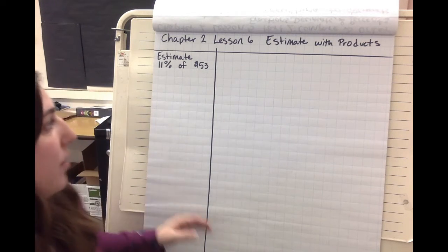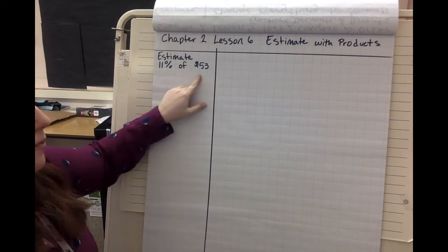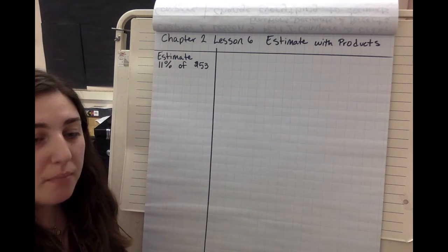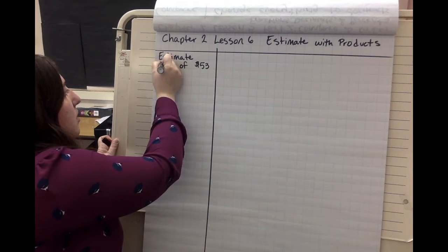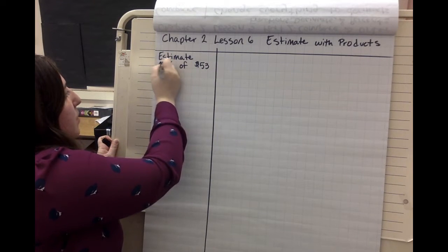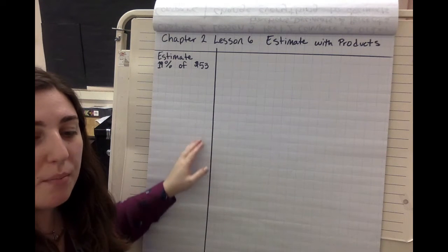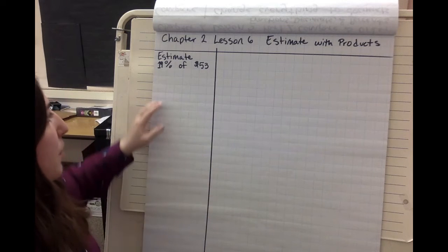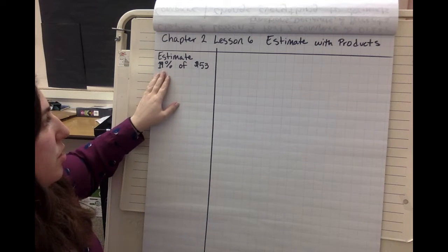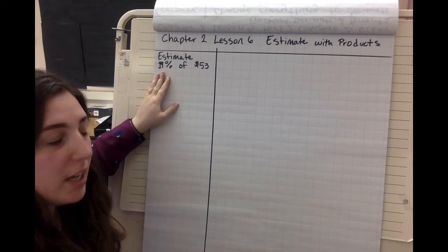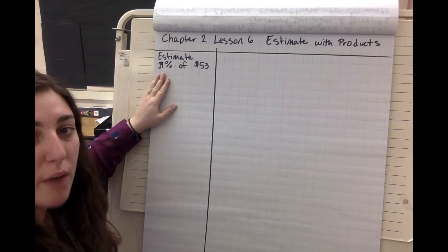So already I have a problem over here for us. We have estimate 11% of $53. Actually, this is supposed to be 19%. So estimate 19% of $53. First thing we need to do is change these numbers so that we find numbers close to those numbers. Like 19%, well, it's pretty close to 20%, so I'm probably going to round it to 20%.